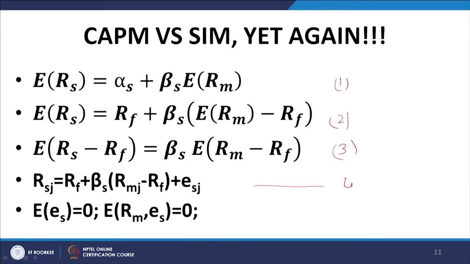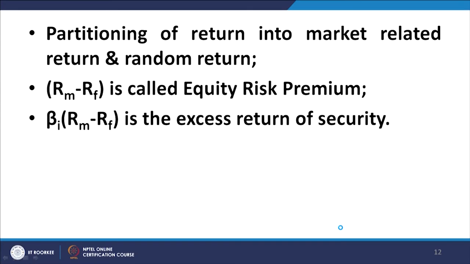And for any particular observation, we can write the CAPM as equation number 4. Equation number 5 gives you the various assumptions that underlie both the single index model and the CAPM. So, partitioning of return into market related return and random return is the assumption of the single index model. The expression Rm minus Rf is called the equity risk premium, and beta i times Rm minus Rf is called the excess return of security i. These are the inputs that go into the CAPM.